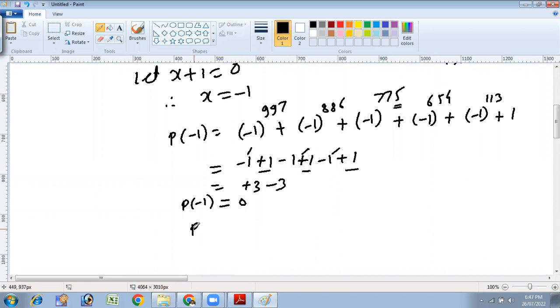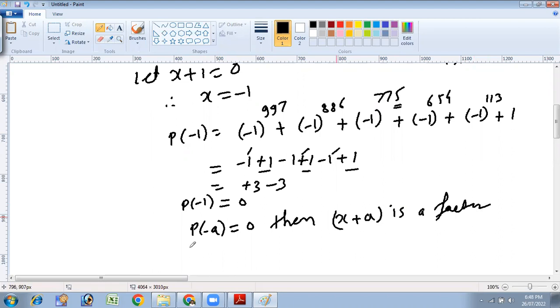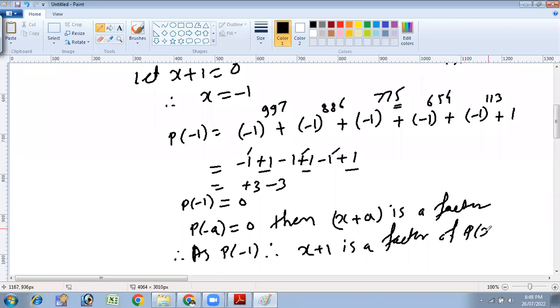We know that if p of minus a is 0 for the given polynomial, then we can say x plus a is a factor. Like this we are saying. So therefore, as p of -1 is 0, x plus 1 is a factor of p of x by the remainder theorem. Understand?